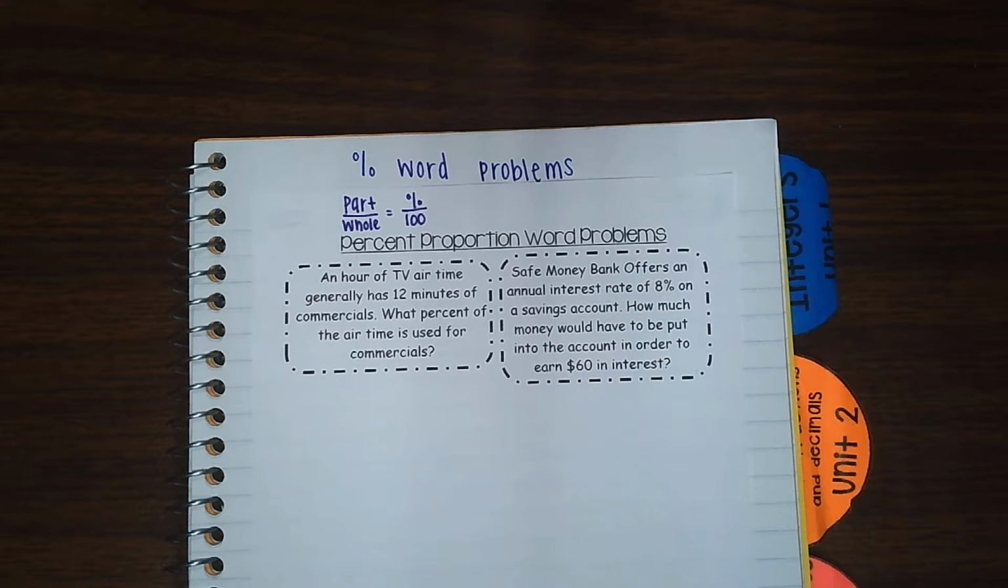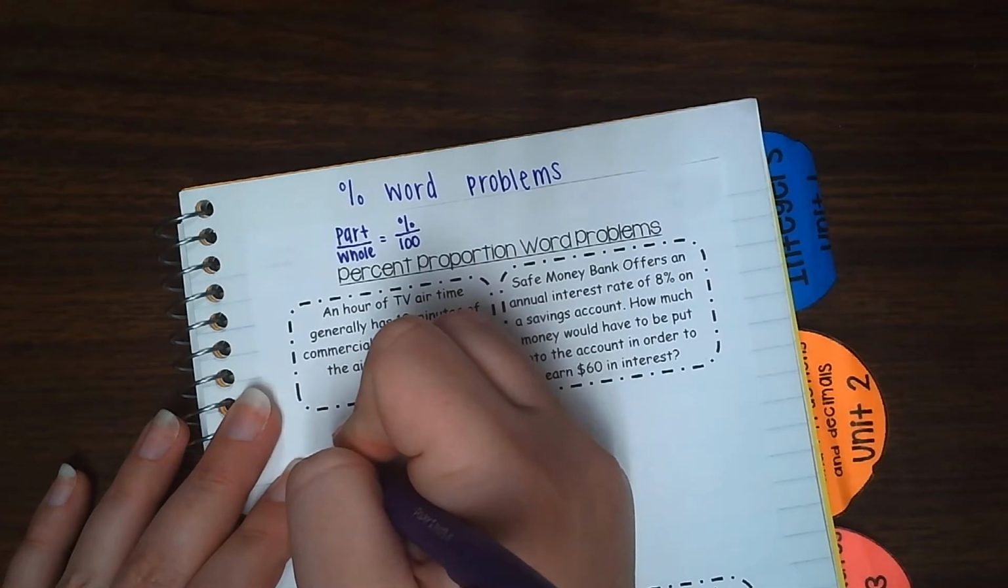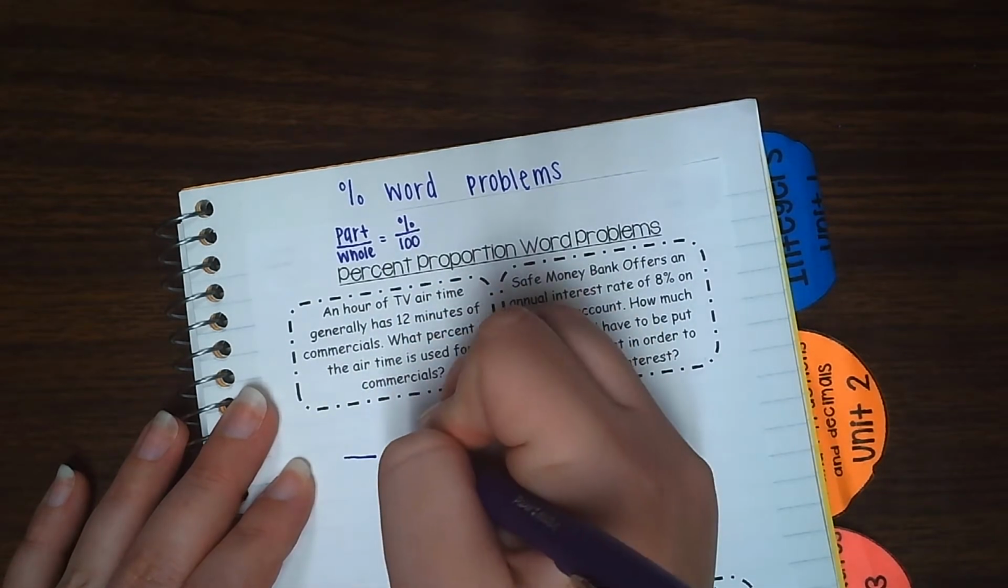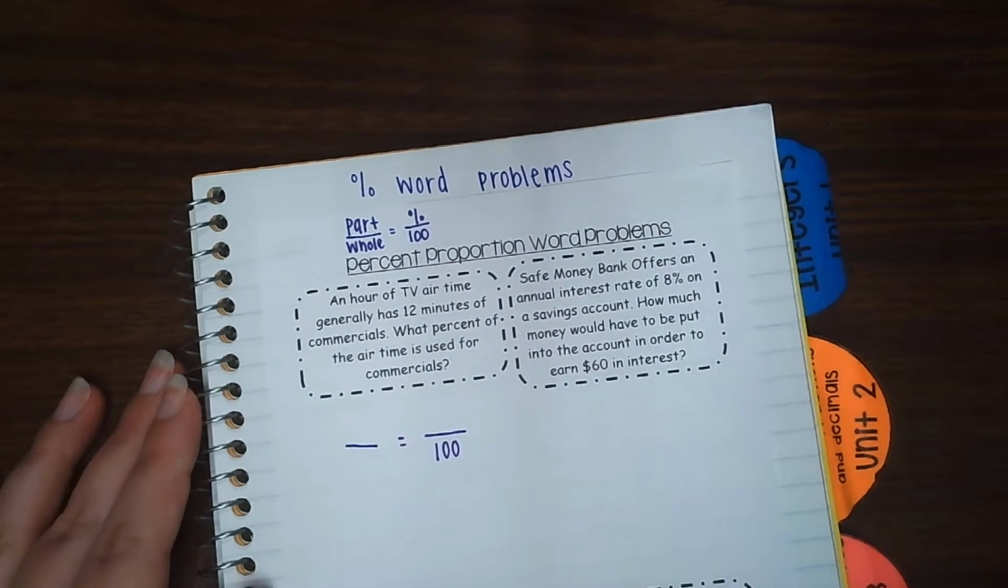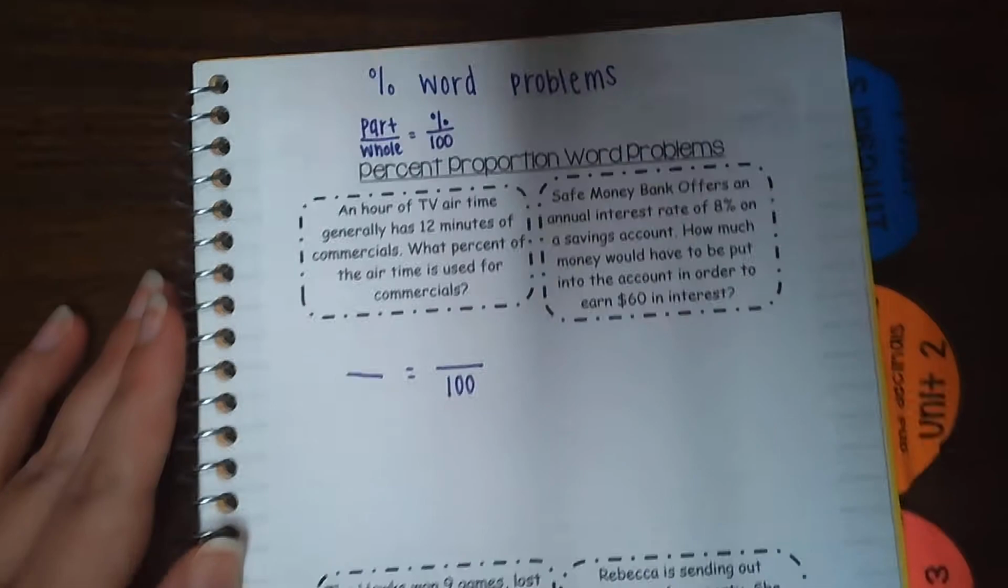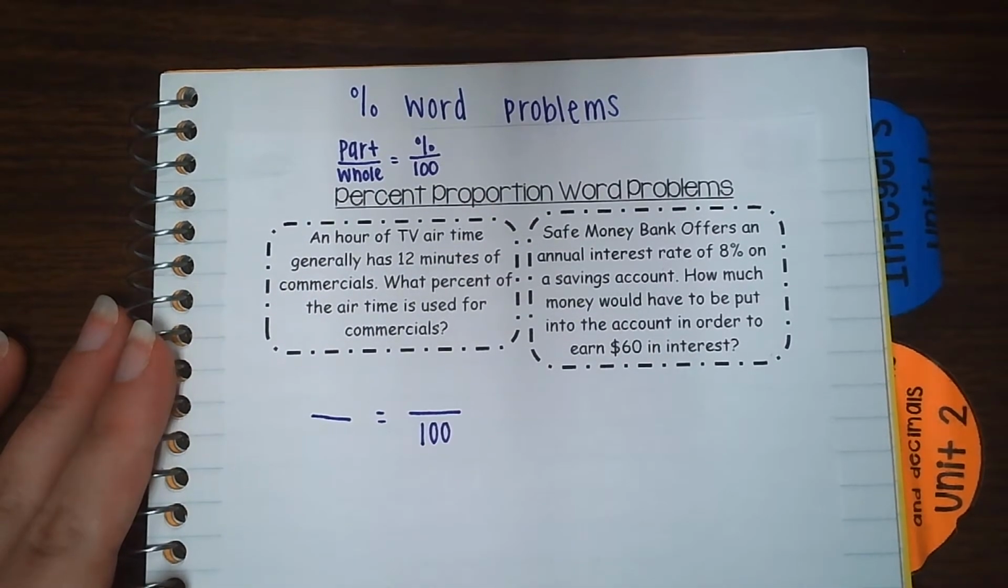Okay, our first example says an hour of TV airtime generally has 12 minutes of commercials. What percent of airtime is used for commercials? Okay, so we write blank over blank equals percent over 100. Now we can fill in our blanks. An hour of airtime generally has 12 minutes of commercials.